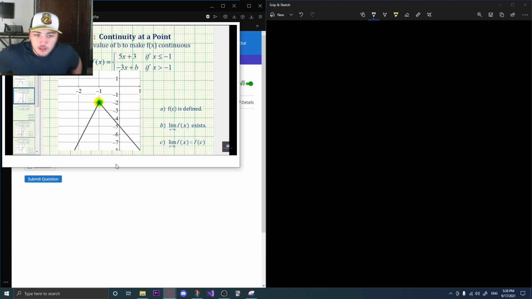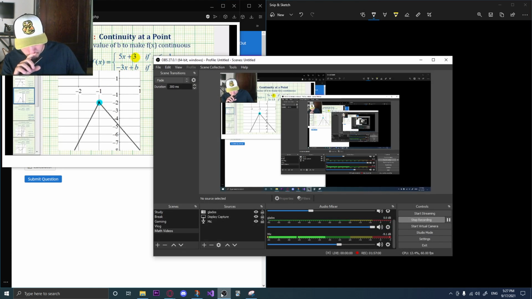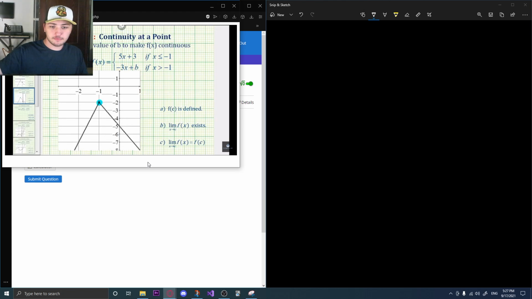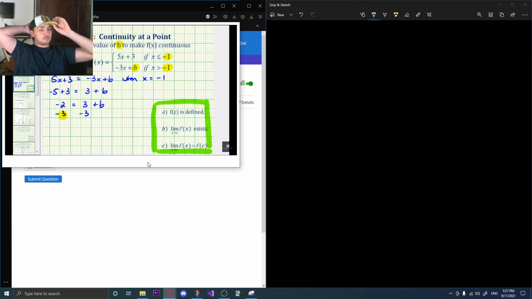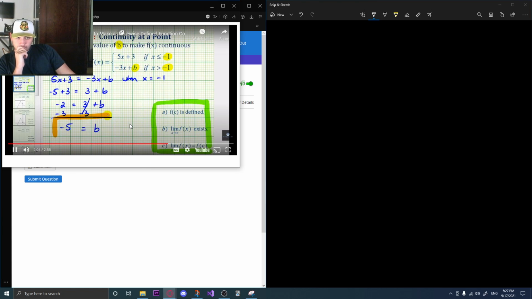So notice that when x is equal to -1, these two functions would be equal to each other. And that's our strategy in order to determine the value of b. When x equals -1, 5x plus 3 must equal -3x plus b. So let's substitute -1 for x. We'd have 5 times -1, that's -5, plus 3 equals -3 times -1, that's 3, plus b. Now we'll simplify and solve for b. -5 plus 3 is equal to -2. Subtract 3 on both sides. We have b equals -5.